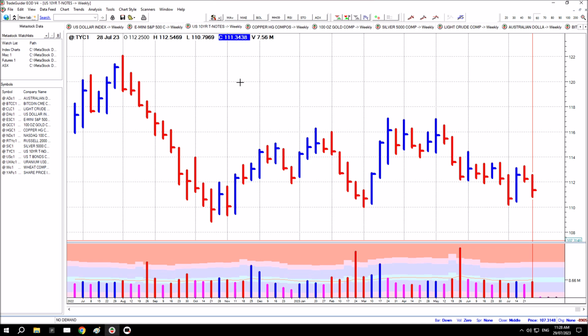Next chart is the US Treasury 10-year note futures. Put some lines in so you can see where we've been. This is the lows of the range through here at 110. Now price had reversed here and was looking quite positive, and this bar suggested supply was low down here, volume was low, and the narrow spread right up at the highs of the range also suggested that.